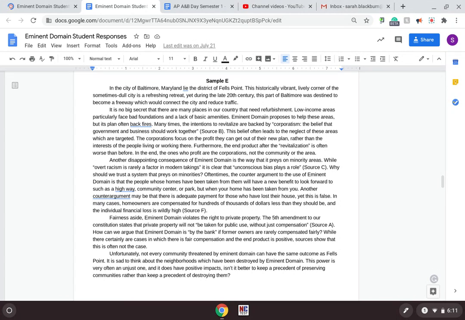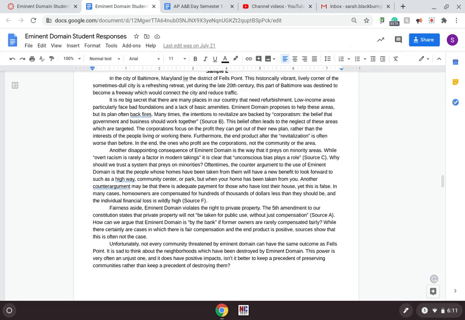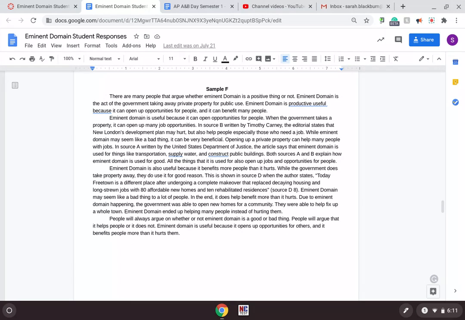Sample E was excellent. Sample E was one of our perfect scores. Lengthwise, I don't think it's much different than sample A, but they clearly stated the thesis, they got all of the points for evidence and commentary, and they introduced some sophistication into their argument. Okay, sample F, on the other hand, only got 3 points. They got the thesis point, 2 points for evidence, and 0 sophistication points.